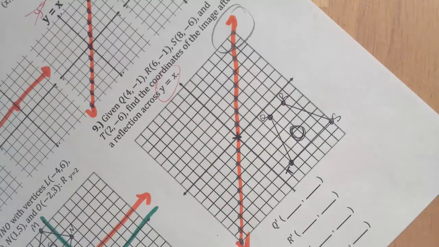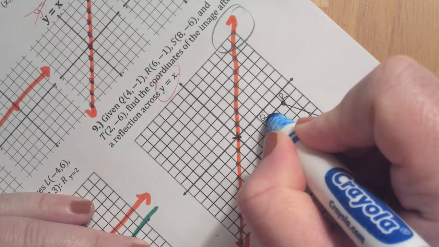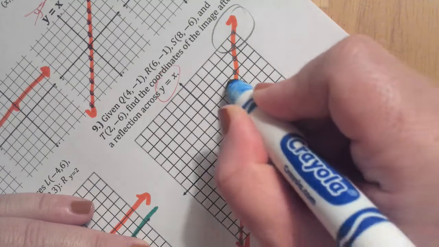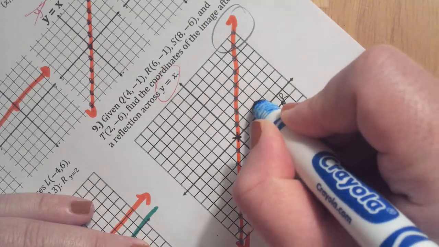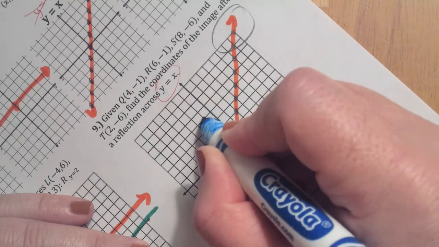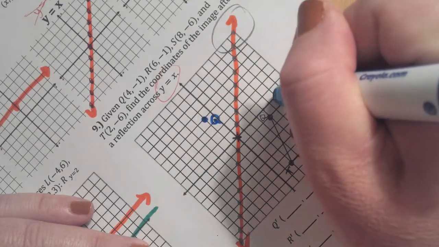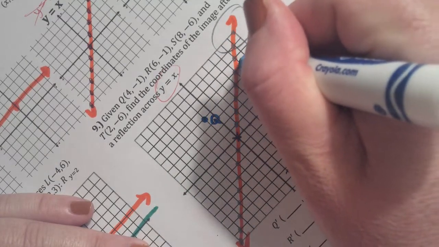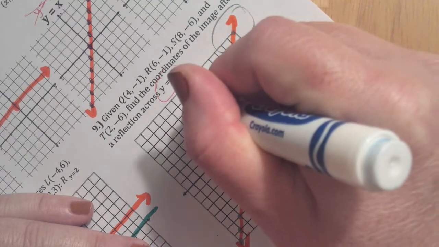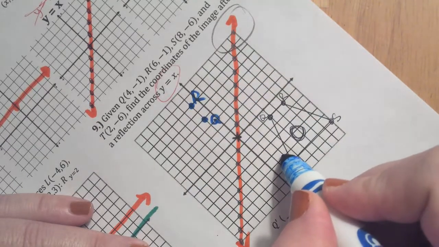Okay, so now let's reflect each point. I'm not going to go straight across because they're diagonal. That's a little dangerous, so I'm going to just make the arms. So Q is 1, 2, 3, 4, 5. 1, 2, 3, 4, 5. And there's my new Q. R, 1, 2, 3, 4, 5, 6, 7. 1, 2, 3, 4, 5, 6, 7. There's my new R. Okay, T.